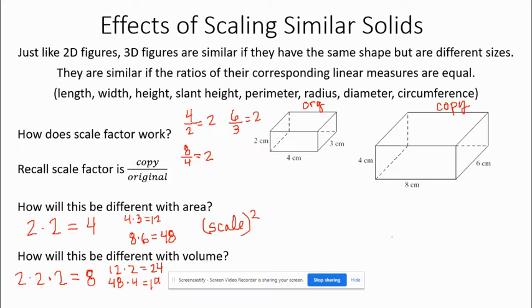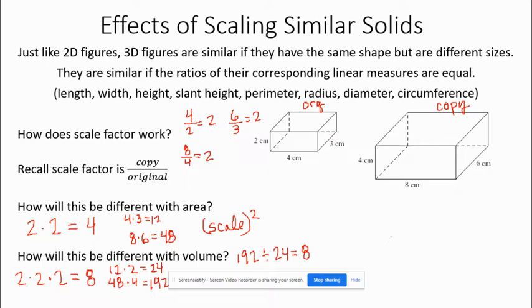All right, so 192. So now I'm going to come over here and look at that. What would 192 divided by 24 give me? If I do 192 divided by 24, lo and behold, I get 8. So the copy is 8 times the original volume. So again, very similar to the idea with area.